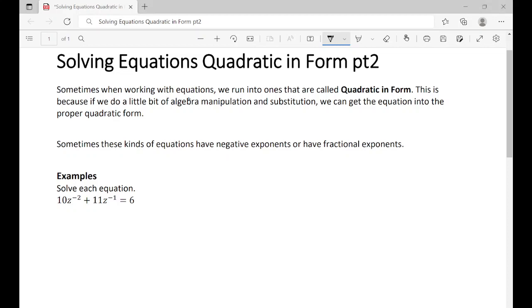Sometimes when working with equations, we run into ones that are called quadratic in form. This is because if we do a little algebra manipulation and some substitution, we can get the equation into the proper quadratic form. Sometimes these kinds of equations have negative exponents or even have fractional exponents. So let's look and see how we would approach each one.